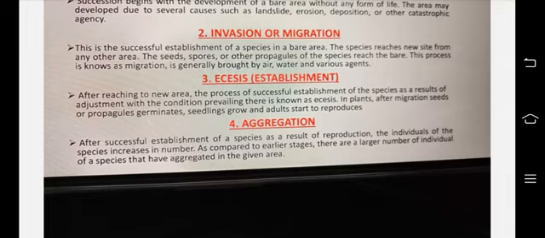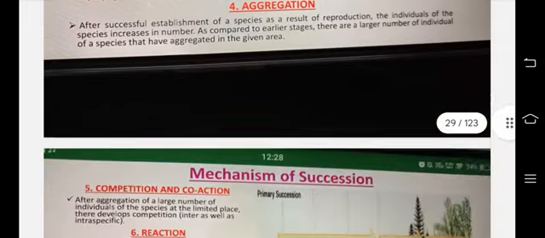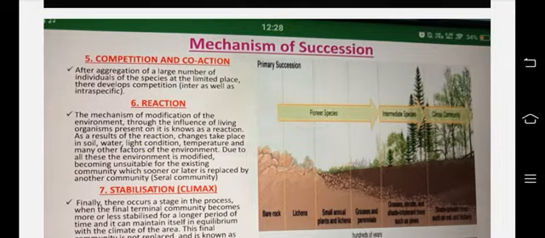Then aggregation. After successful establishment of a species as a result of reproduction, the individuals of the species increase in number. As compared to earlier stages, a large number of individuals of a species have aggregated in the given area. Mechanism of succession: competition and coaction. After aggregation of a large number of individuals at a limited place, they develop competition, inter- as well as intra-species competition.